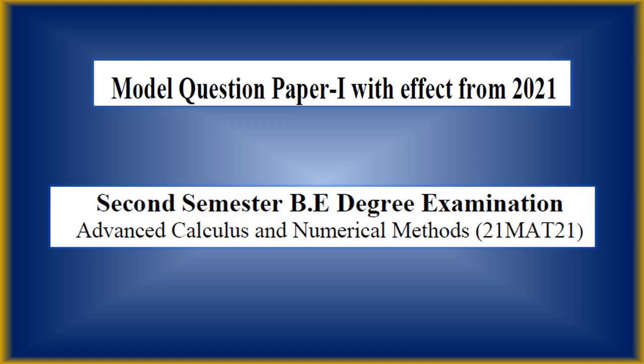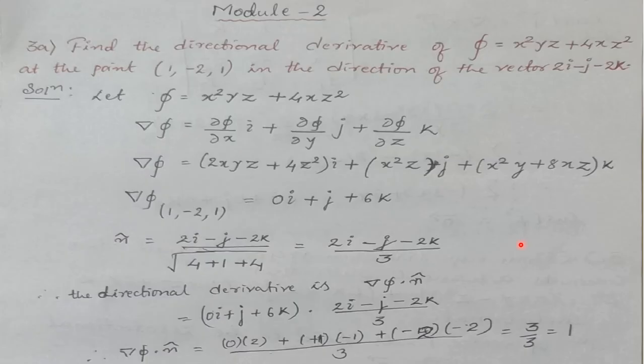So in this session I am continuing with model question paper 1 with effect from 2021 for the second semester. The subject name is Advanced Calculus and Numerical Methods. Subject code is 21MAT21. So I am continuing with module 2 in this session. Module 2 is vector calculus, which means vector differentiation and vector integration you are going to have.